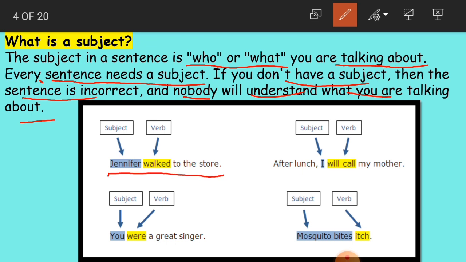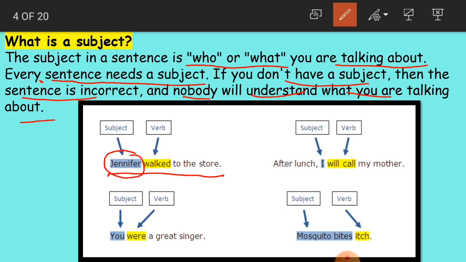Now see here, for example, here is a sentence. Jennifer walked to the store. Who is the subject here? Jennifer. Why? Because we are talking about that particular person, Jennifer. What did Jennifer do? She walked to the store. Sorry, this is a girl, children.